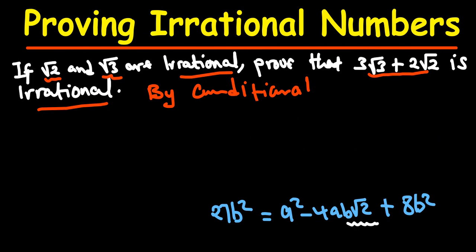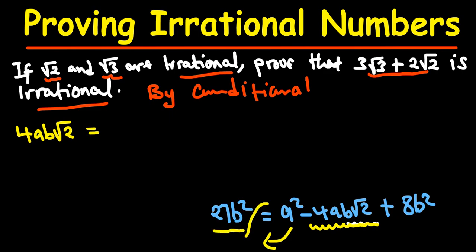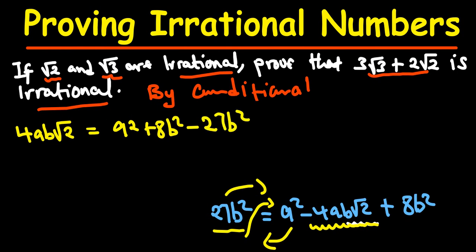Okay, so we are going to say this minus 4ab root of 2, I'm going to take it to the left hand side, so it becomes positive 4ab root of 2, and this is equal to, okay, this 27b squared goes to the right like that. So to the right we have what? a squared plus 8b squared, and when this goes to the right it becomes a minus 27b squared. So this is what we have here.